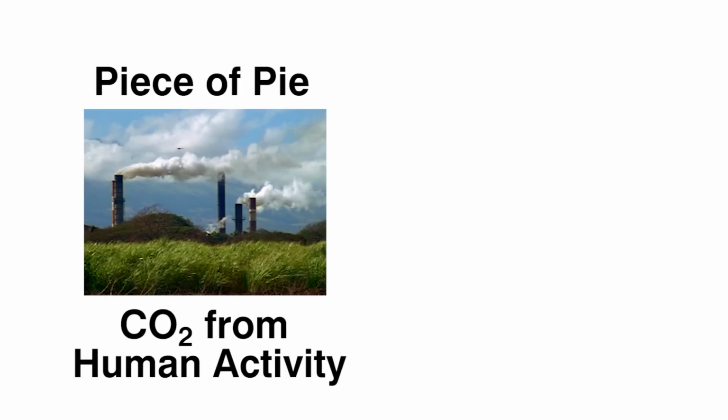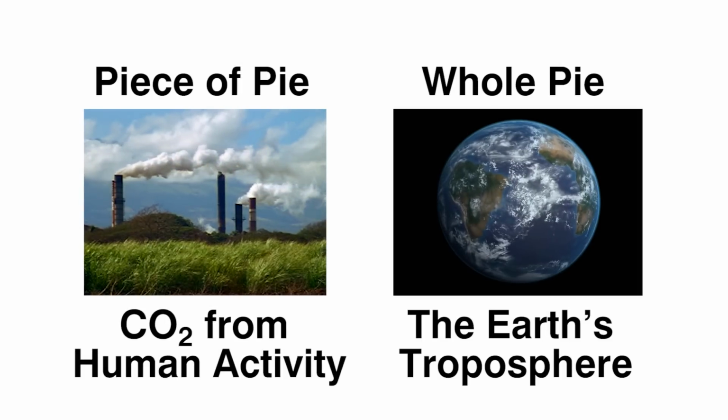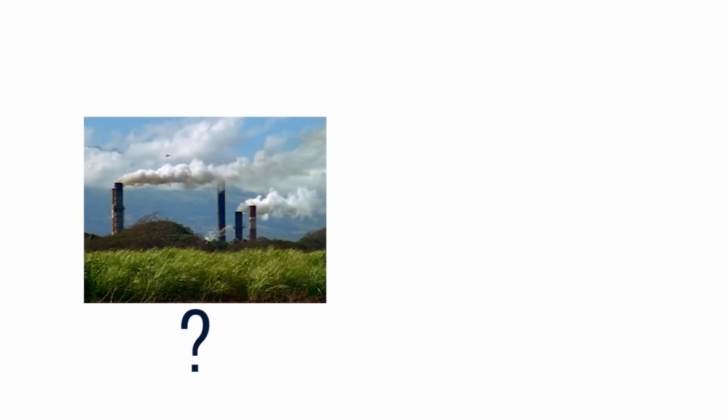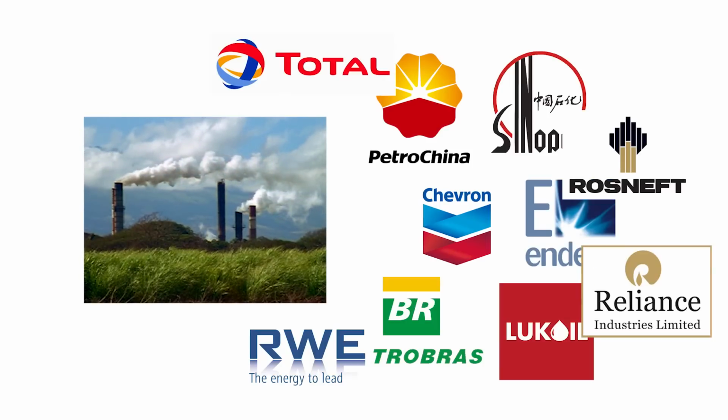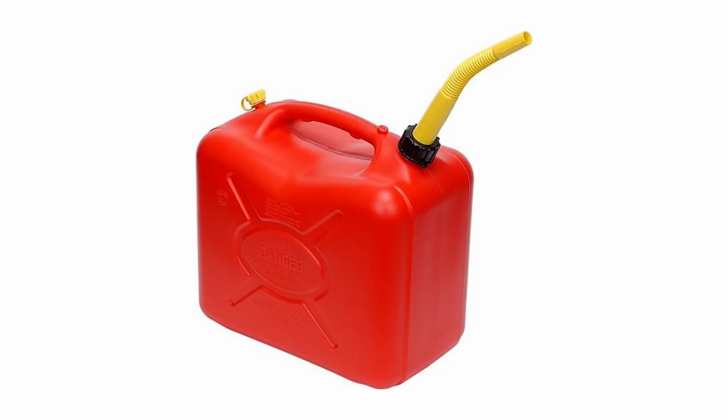The CO2 problem is the same math, except CO2 is the piece of pie, and the troposphere is the whole pie. The numbers are much larger, so we'll need something that can handle big numbers. I'm going to use Microsoft Excel, but you can also use Google Docs or OpenOffice Calc. First, we have to find out how much CO2 is being produced by human activity. Energy companies keep careful track for economic reasons of how much of their product is being sold, so the numbers are easy to find. In this lecture, we'll focus on gasoline.